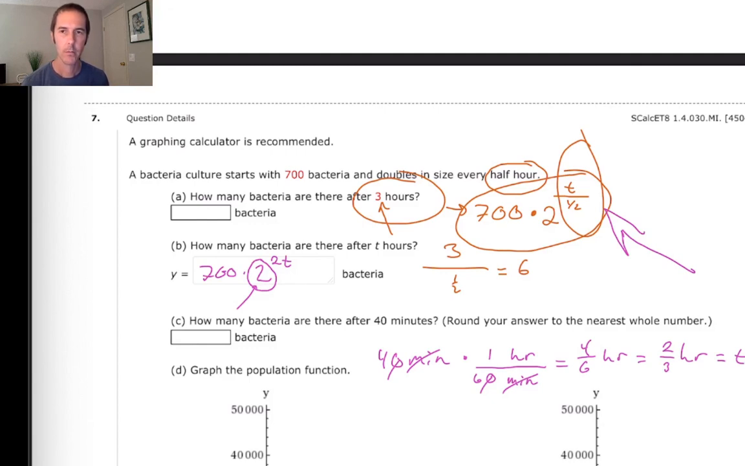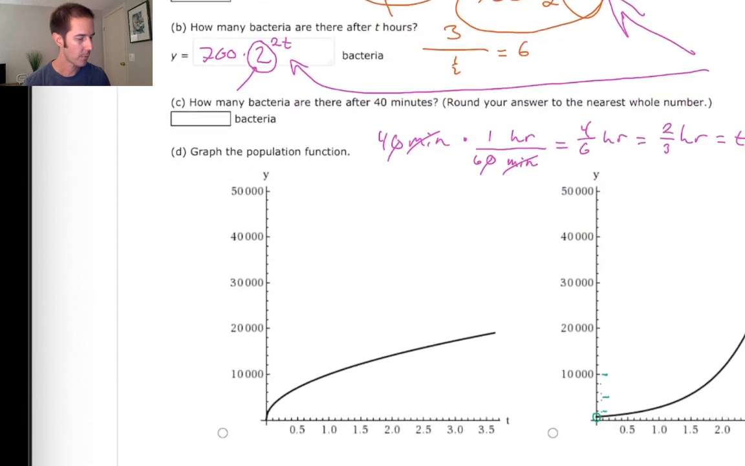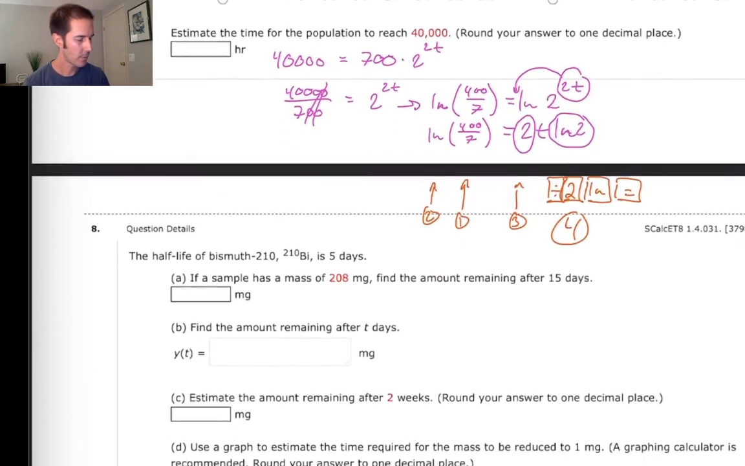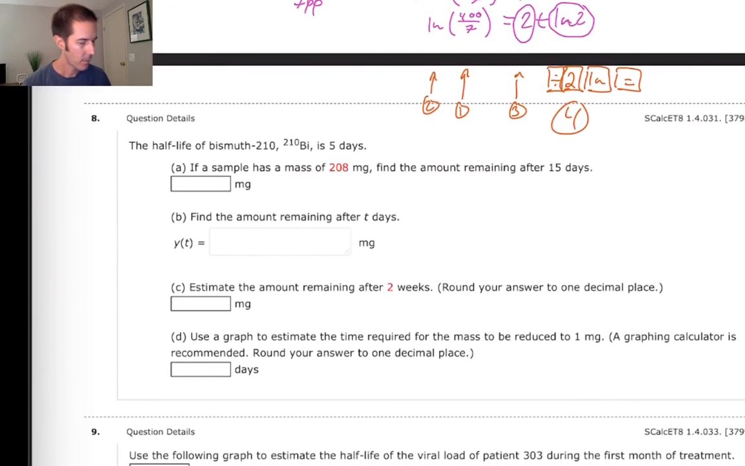And we took that and turned it into a 2t, because division by a fraction is the same thing as multiplying by the reciprocal. So we're going to have to do something similar here. I'm actually going to answer, you can answer part A first.